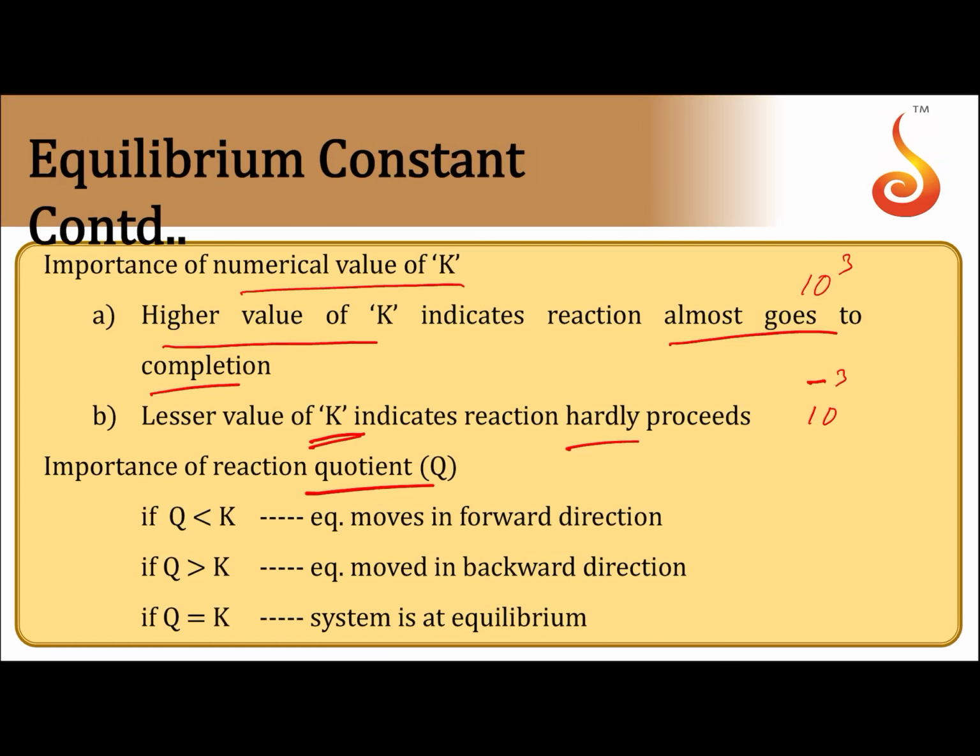Now, the importance of the reaction quotient. The reaction quotient formula and the equilibrium constant formula remain the same. If the reaction quotient is less than K, then the equilibrium moves in the forward direction. If the reaction quotient is more than K, it moves in the backward direction, and if it is equal to K, the system is already at equilibrium.